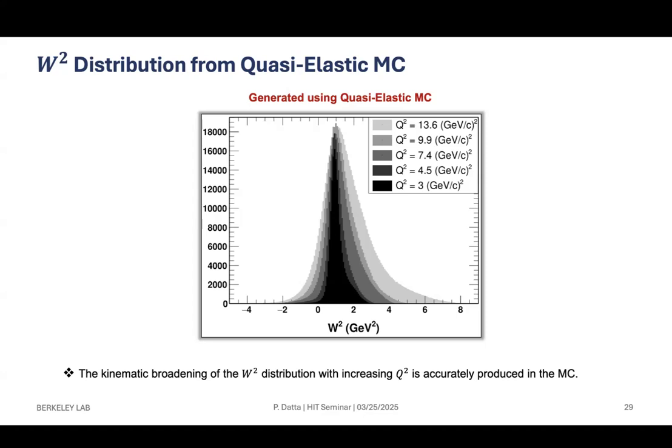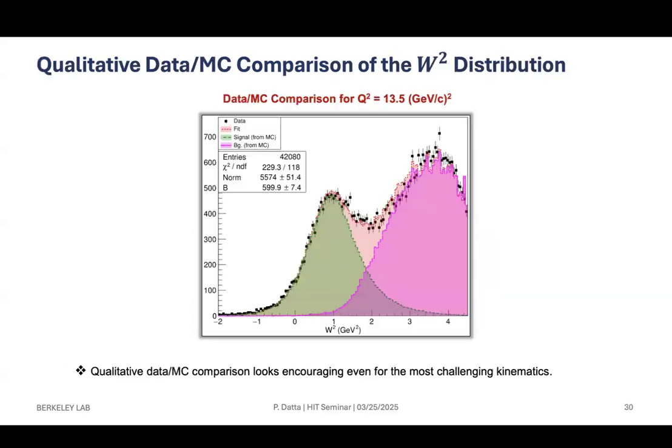And here what I'm doing is plotting the W-squared distribution using pure quasi-elastic simulation for all the Q-squared points. So with the fading shade of gray, we are going from the lowest to the highest Q-squared, and you can see here the kinematic broadening of the W-squared distribution is very nicely captured in our simulation, right? And then next, we'd like to do a direct comparison of the W-squared distribution between data and Monte Carlo.